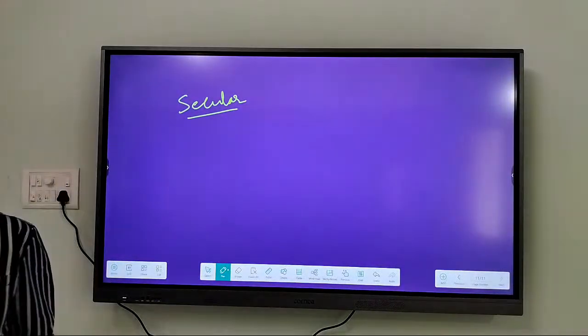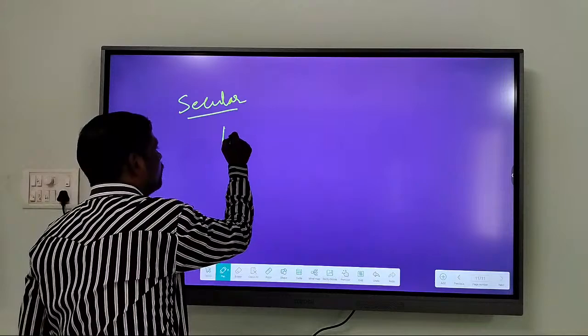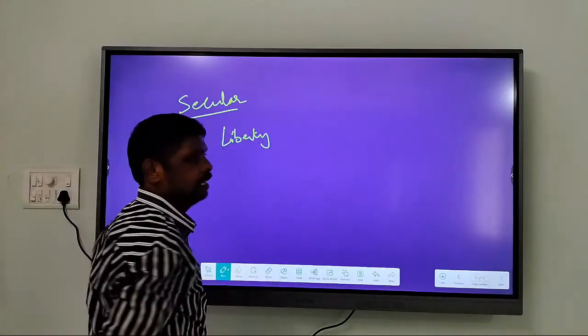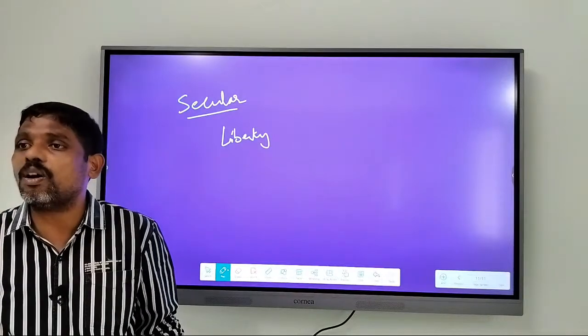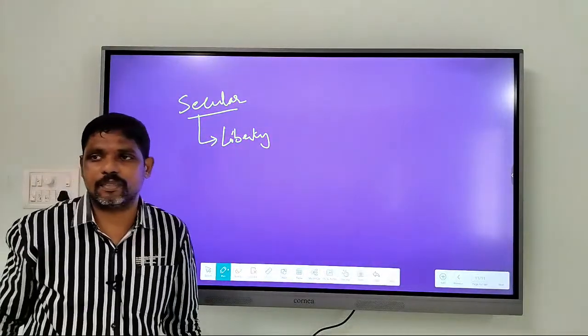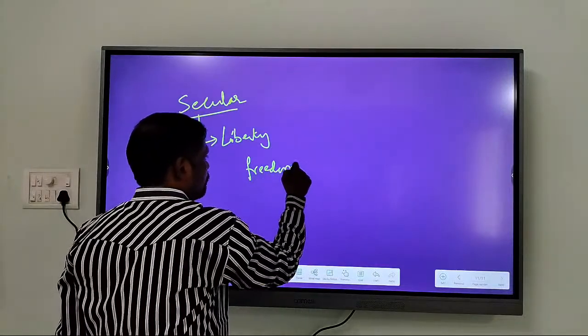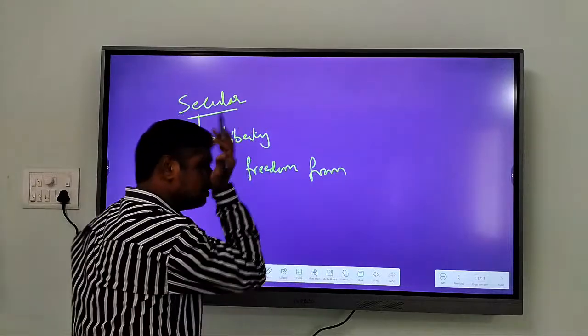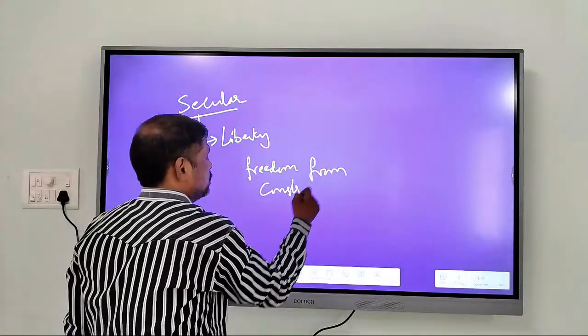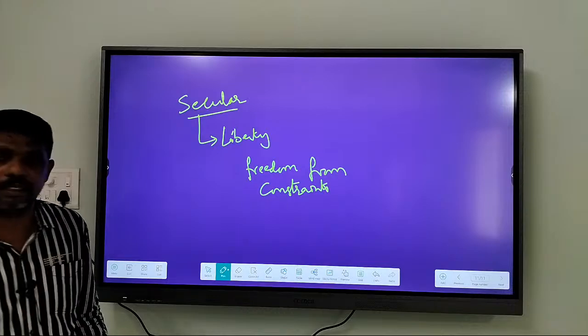Secular. The word which was added to the Constitution by the 42nd Amendment Act. But as I said earlier, in the preamble we have the word liberty. So you can trace the roots of the word secular to this word liberty. Liberty, that is freedom from all the constraints. We call it liberty.